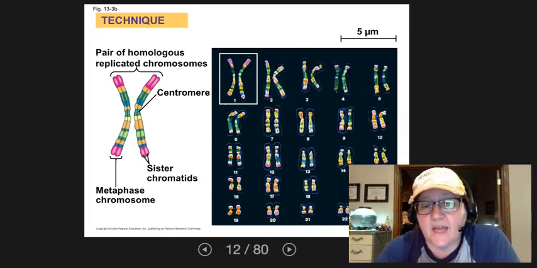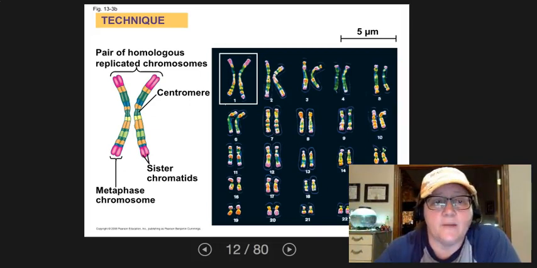The very last set are going to be the gender chromosomes, and I think you can see them through the video right here. It's the X and the Y. The Y is significantly shorter. These are the sex chromosomes. We'll talk about those guys in a second.